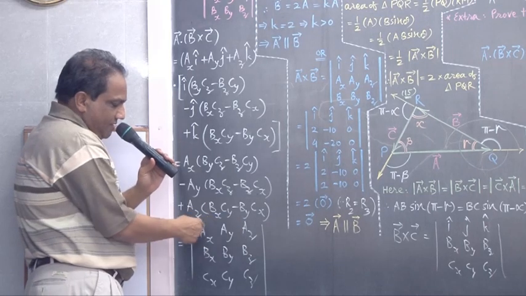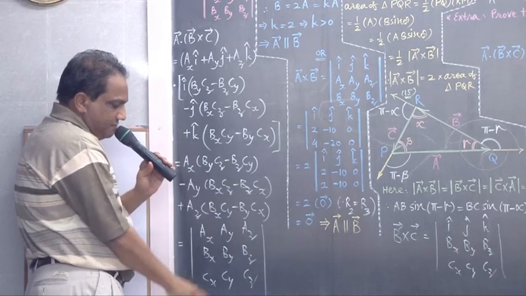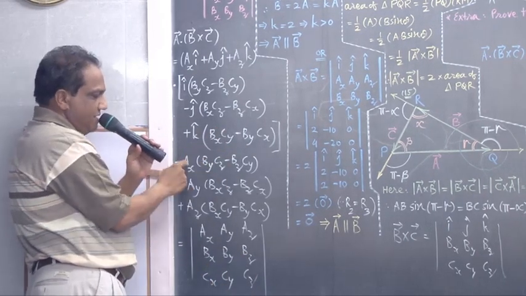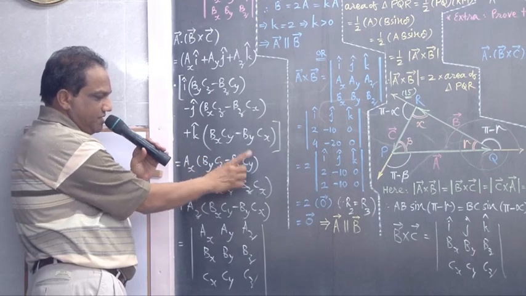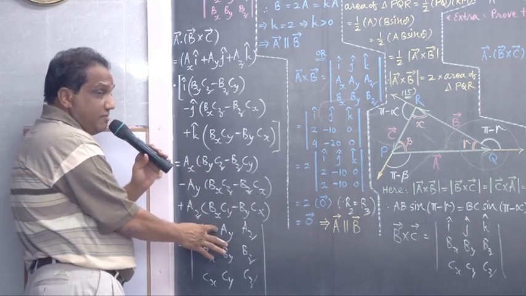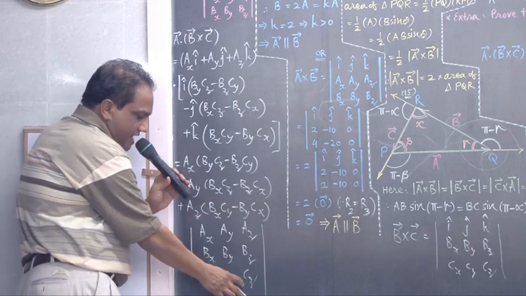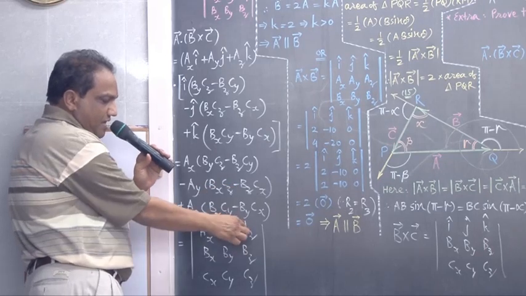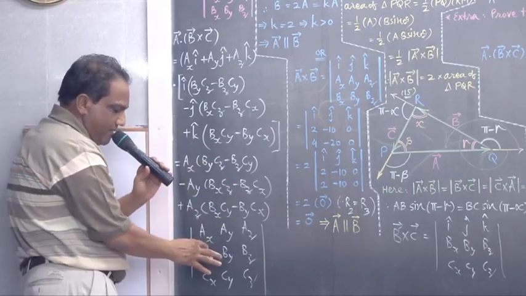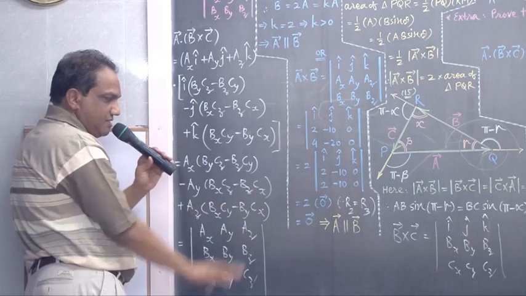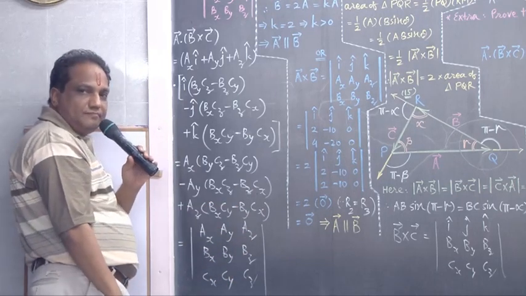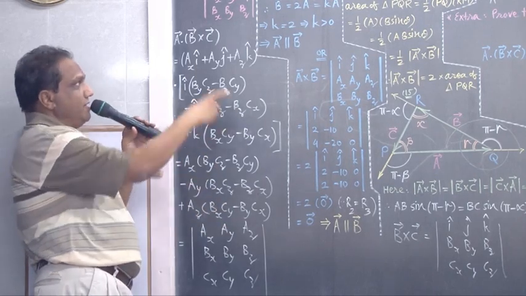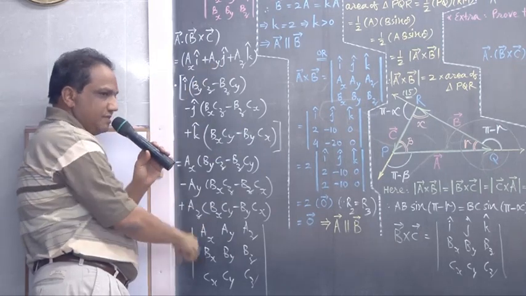Remember now? Yes. With plus Ax, what will be there? bycz minus bzcy. Ax into bycz minus bzcy. With minus Ay, what will be there in multiplication? bxcz minus bzcx. With plus Az, what will be there in multiplication? bxcy minus bycx. Simple. So this is equal to this, and ultimately this is the left hand side, this is your right hand side.